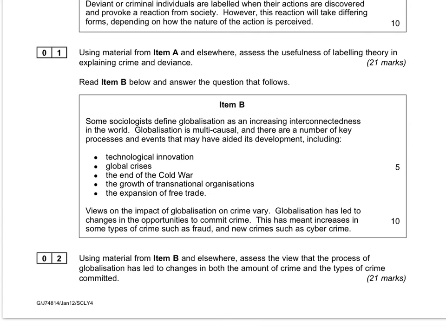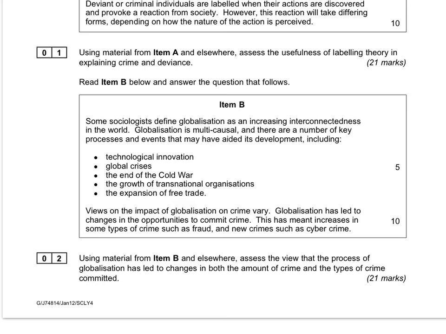So once you've made sure you've clearly identified yes or no, it's created more crime, and yes, it's created lots of different types of crime, you do need to evaluate and say, well, actually, hang on, has it all been bad for crime? Is there any argument to say, actually, globalisation has been good for crime prevention? So that's something you might need to think about. Like, how has globalisation helped to prevent particular types of crime?